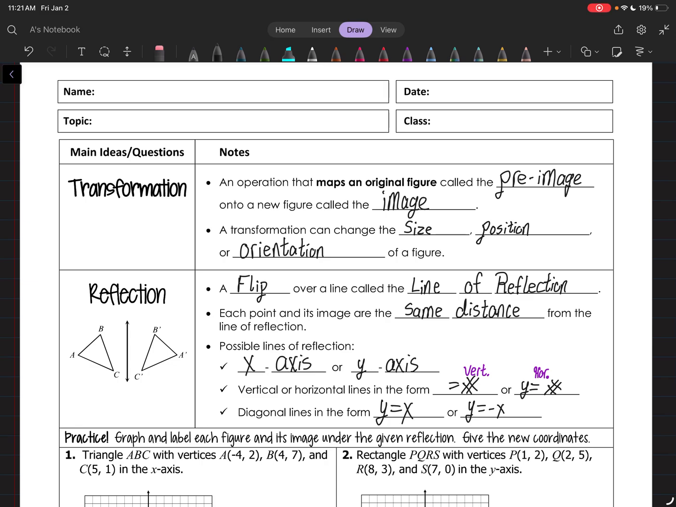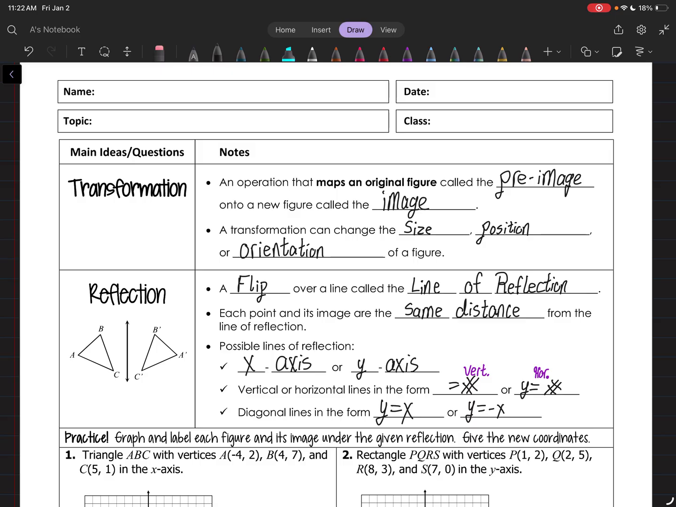Good day. Today we're going to be looking at transformations, specifically the reflection transformation. First, we need to note that a transformation is an operation that maps the original figure, the pre-image, onto a new figure, which is the image. The transformation can change one of three things: the size, the position, or the orientation of a figure. Orientation simply means the tilt, how it's rotated.